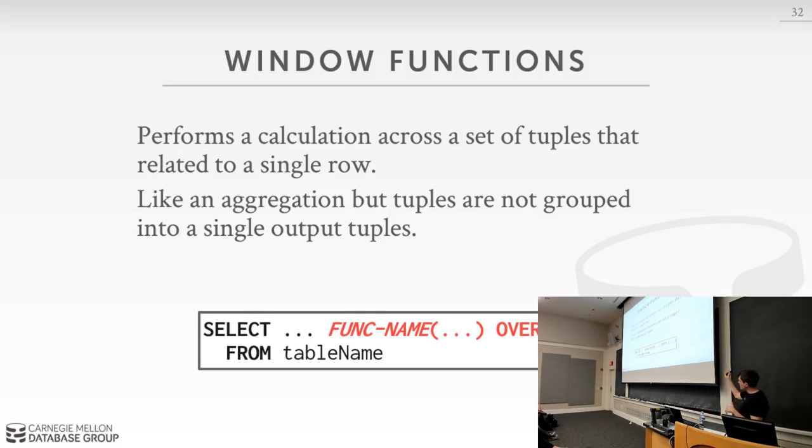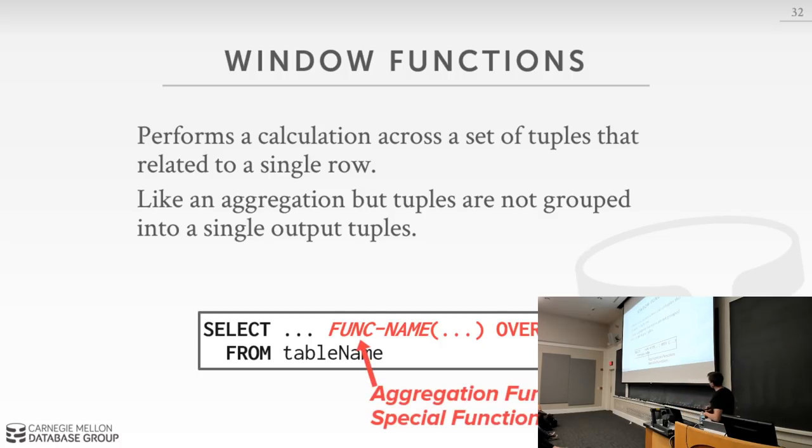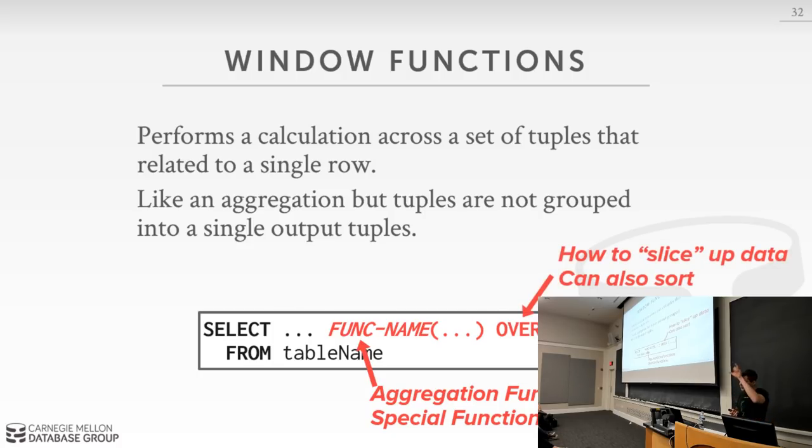So the basic syntax is like this. You have the function name, and then you have an OVER clause. The function name will be our aggregation functions and other special window functions, which I'll show in the next slide. And then the OVER clause defines how we want to slice up the data. This is sort of like combining the aggregation and the GROUP BY in a single clause. So the function is like the aggregation function, and the OVER is like the GROUP BY.